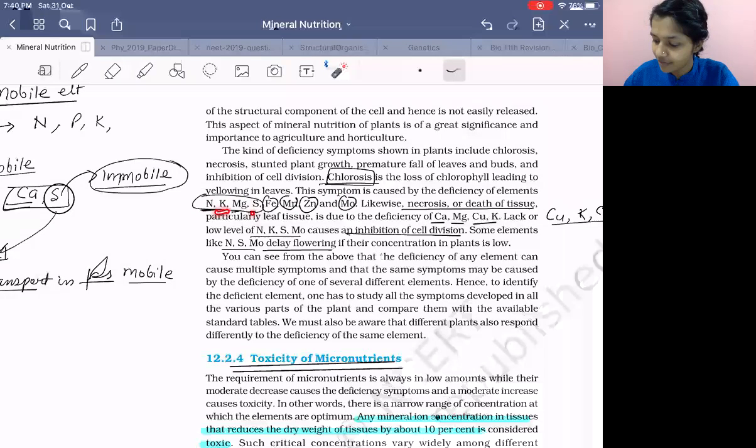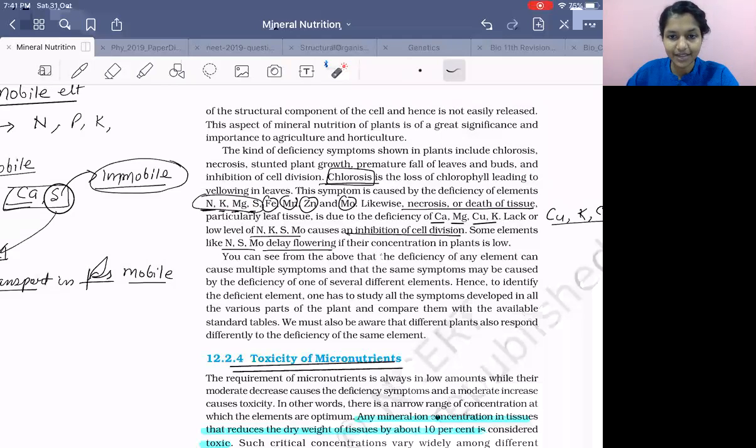Potassium, sulfur, and iron. So these will show you which deficiency. If these become deficient, what will they show? Chlorosis. Yes?